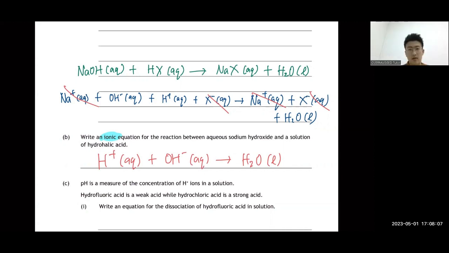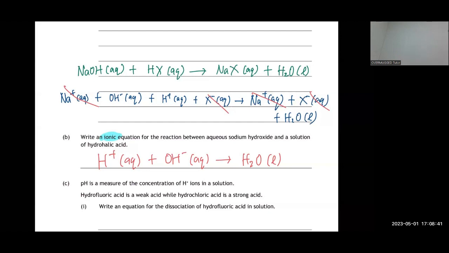Let me tell you right now, no matter what acid or alkali, the ionic equation is always the same. So next time you see any random acid or any random alkali, and they ask you to do the ionic equation, do you have to go through the entire process? Don't need. As long as it's an acid and alkali, the ionic equation is always this.